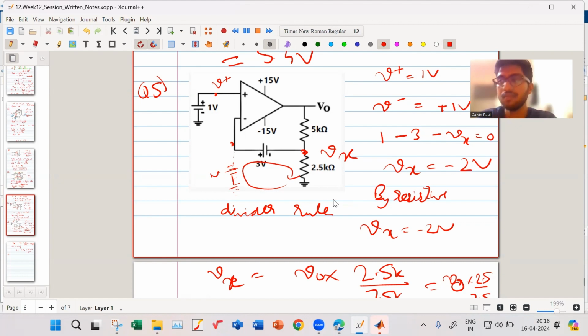They just wrote the answer. See, current division rules and voltage division rules are very basic, and you should know them. Even if you don't know them, you should be able to derive and verify them.